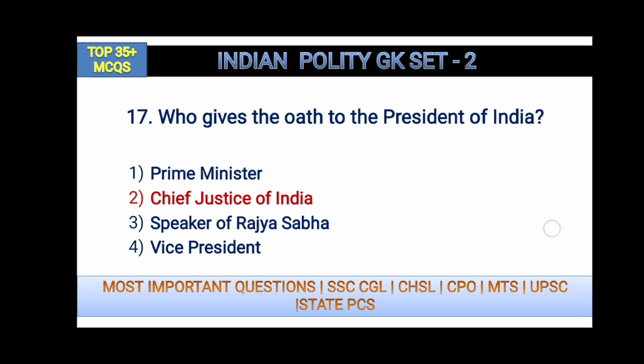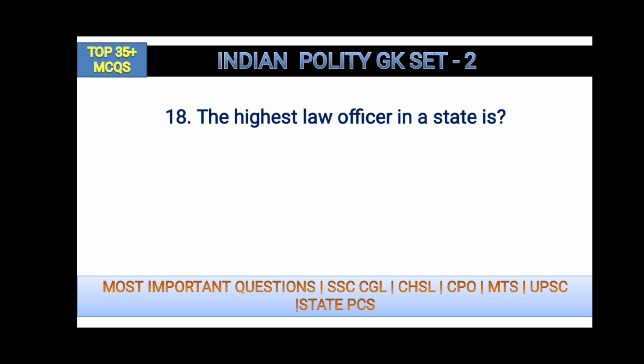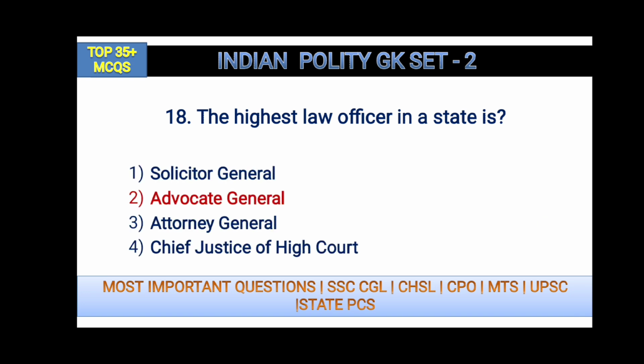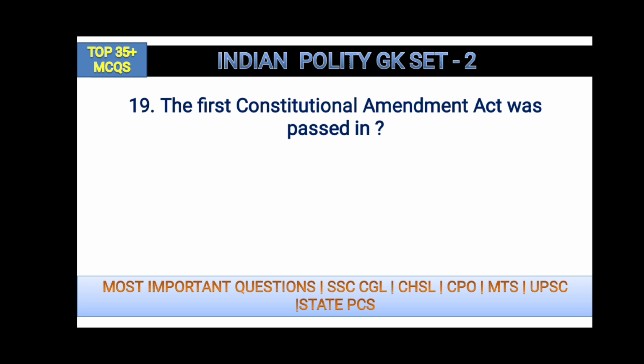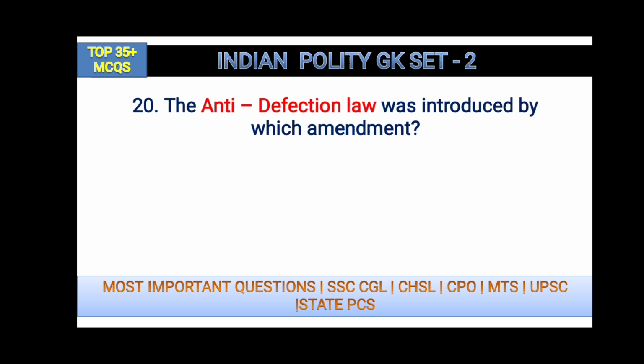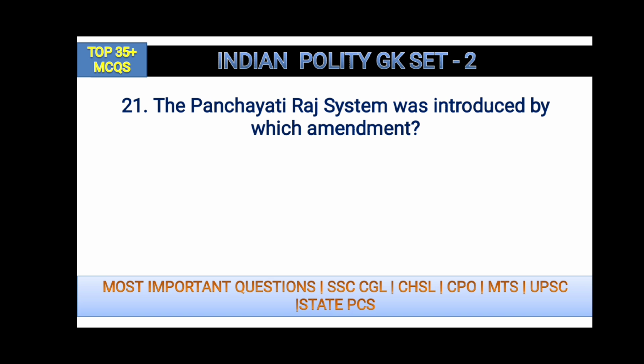The highest law officer in a state, an important point, in a state, not in the central government, is the Advocate General. The first Constitutional Amendment Act was passed in which year? In 1951. The anti-defection law was introduced by which amendment? It is the 52nd, option number 2.